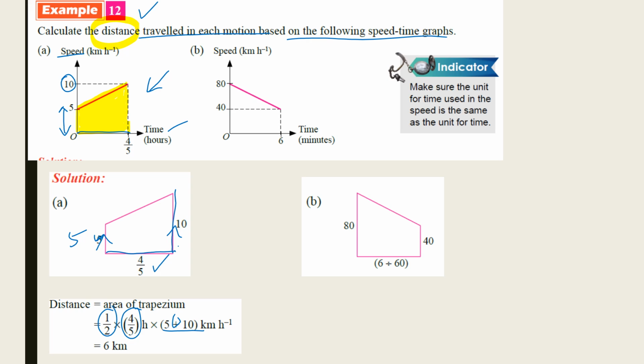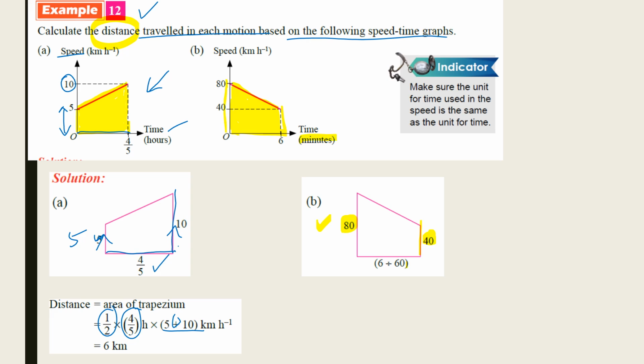Okay. For this one, it's the same also. This graph, under the graph is here. Can you see that? Under the graph is this one. So again, it is the shape of a trapezium. So you just get the numbers, the length here. The length is 80. Here it is 40. And then the height is 6.